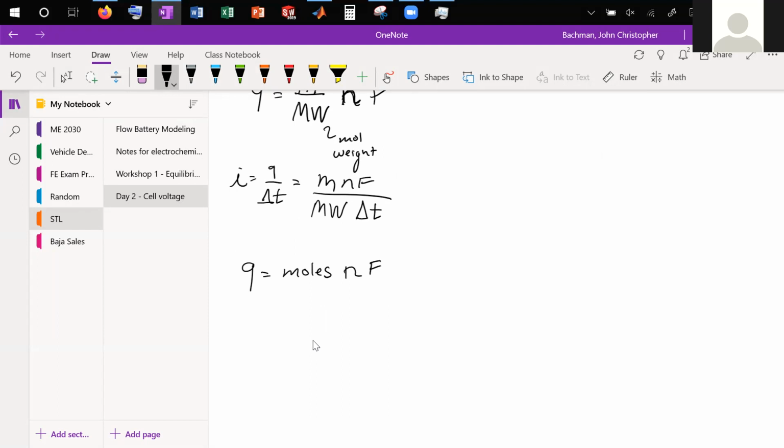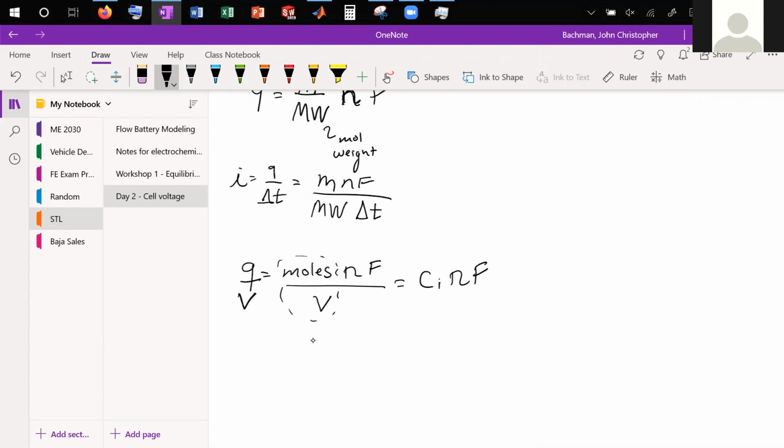We're going to do this on a per volume basis, like how much charge per volume, because we could add more volume and get more charge. So we'll typically do this on a per volume basis. You'll see here you have moles per volume, so that's going to be your concentration. Your initial concentration, which we wrote as C_i, times n times F.